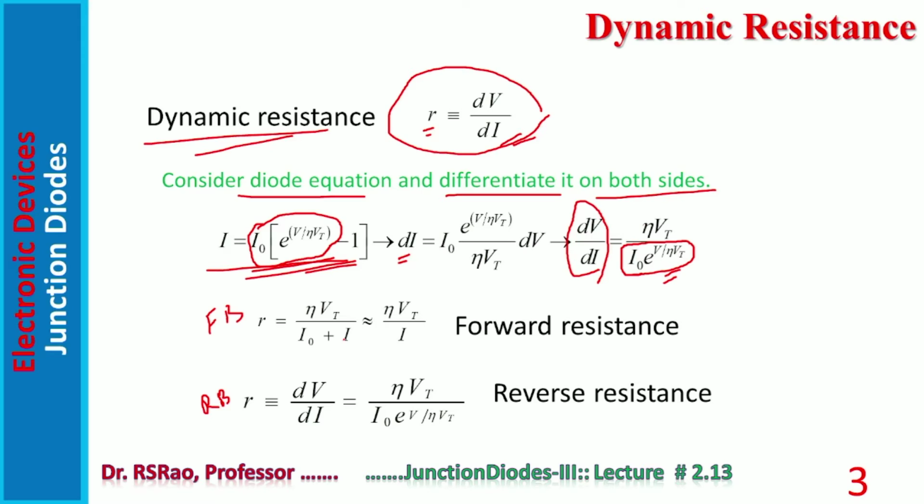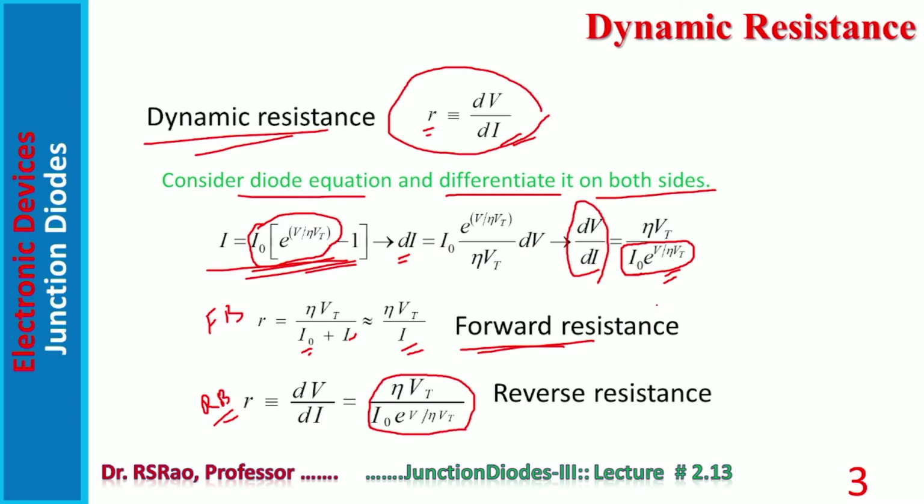But under forward biased condition, I is large when compared to I naught, so I naught can be neglected. So under forward biased condition, the dynamic resistance becomes eta Vt by I. This is the forward resistance, or resistance of the diode under forward biased condition. Under reverse biased condition, the expression remains as it is. We cannot do any further manipulation.